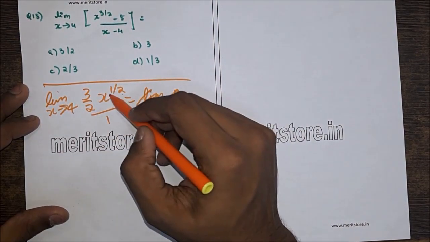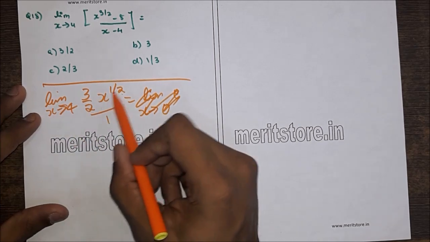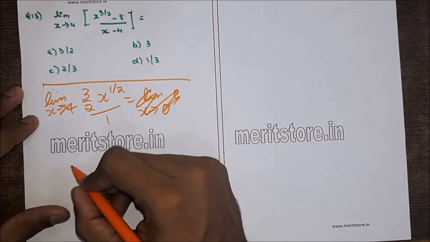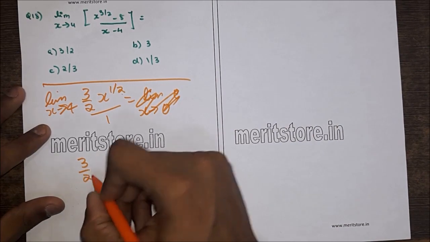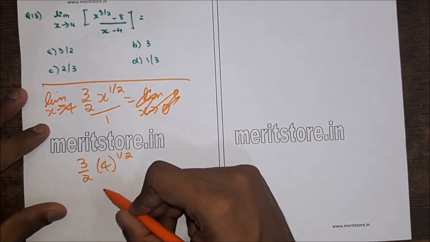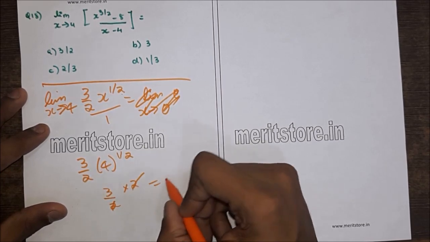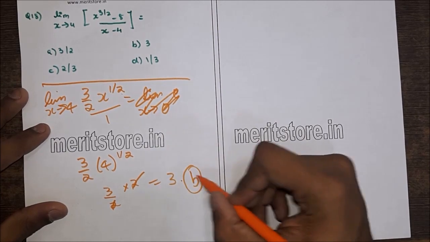Now this could be solved by applying the limit x tends to 4. Replacing x with 4, we get 3 by 2 into 4 raised to 1 by 2, which is nothing but 2. Therefore 3 by 2 into 2, we get 3, which is option B.